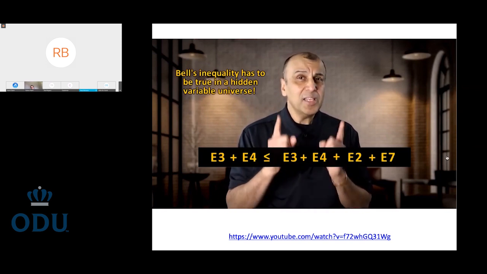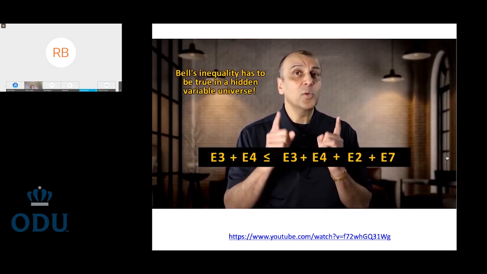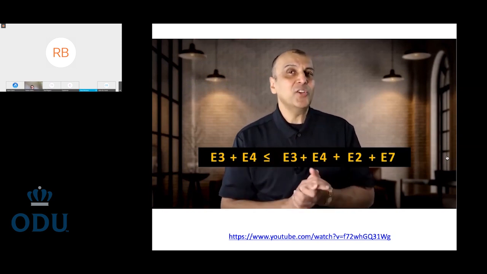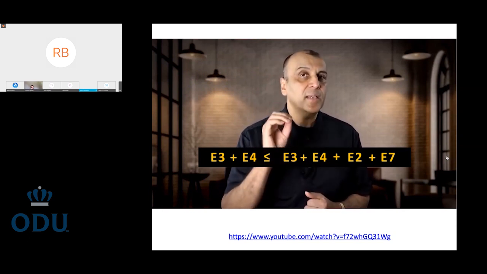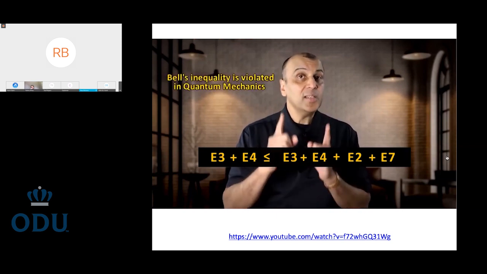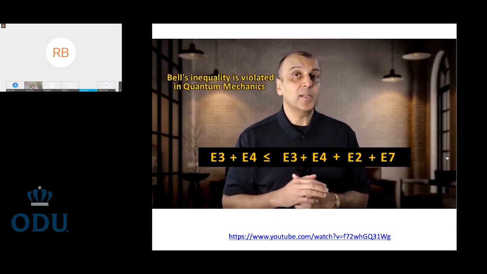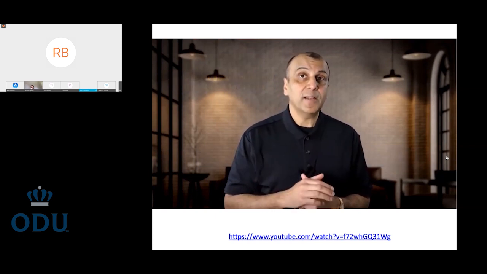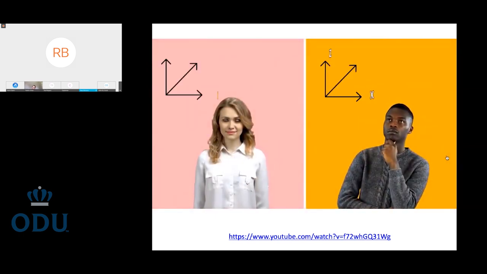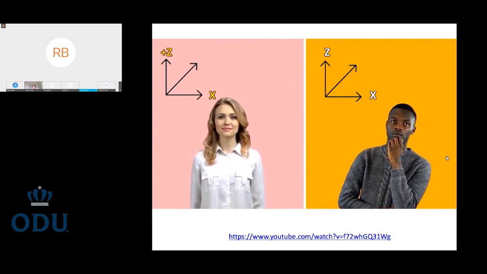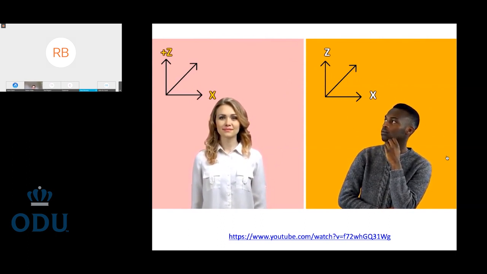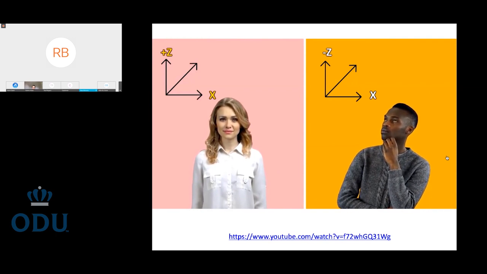Now remember, these probabilities are for a universe with hidden variables. But what happens in a universe where the laws of quantum mechanics are correct and not the hidden variables theory? Well, this inequality is violated in quantum mechanics. How is it violated? Let's say Alice measures the spin to be positive in the Z direction. Then we know that if Bob measured the particle in the Z direction, he would get a spin that is negative.